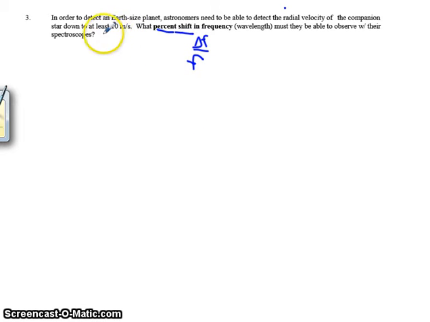Since we have such a small speed of the object, in this case the star, compared to the light that's coming from it, we're going to use our approximation equation, which basically says delta F equals F times V over C. And since we're not solving for delta F, but rather delta F over F, it becomes even simpler. So that's going to be V over C.